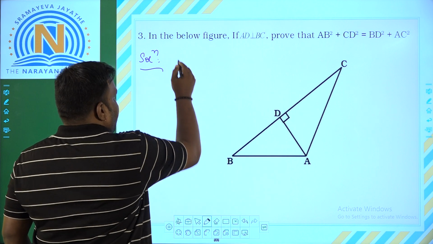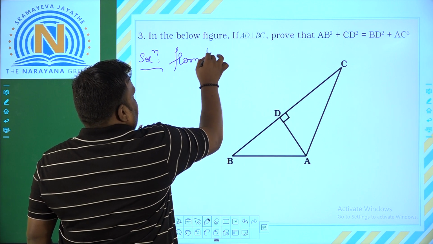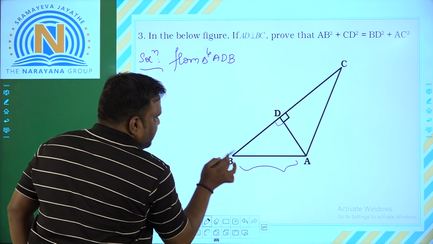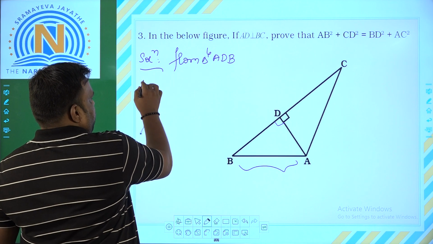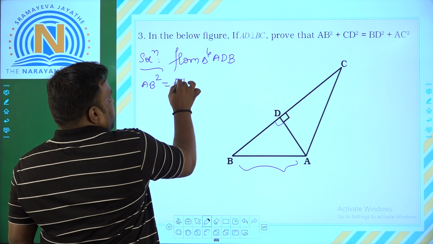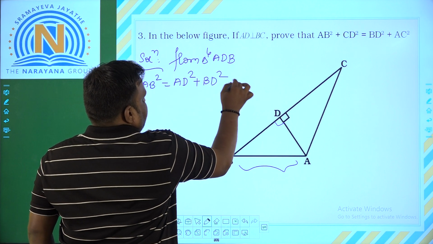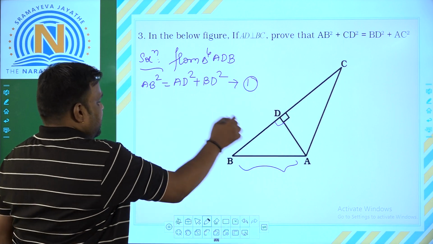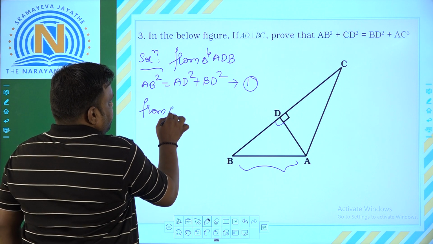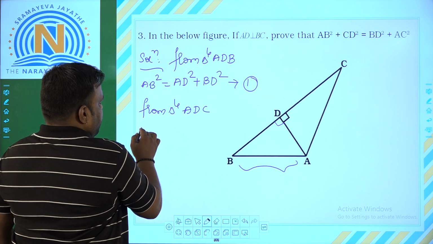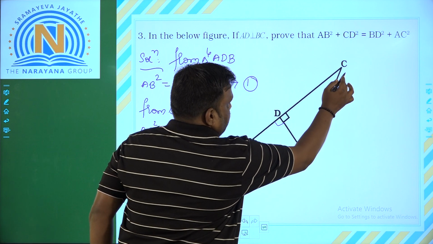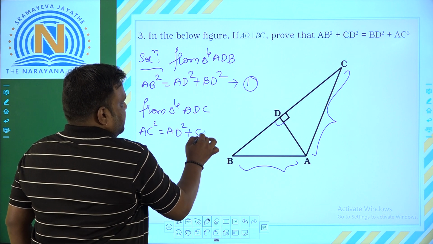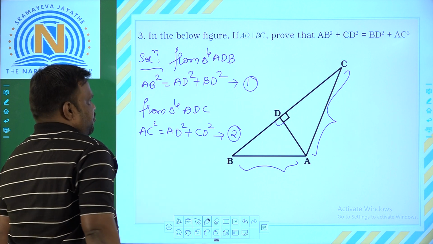So from triangle ADB, since the right angle is at D, obviously AB becomes the hypotenuse. So therefore according to Pythagoras theorem, what can I write? AB square is equal to AD square plus BD square. Let us name this as first equation. And if you look at the second triangle, that is from triangle ADC, AC square, see this is right angle means obviously this becomes the hypotenuse. So AC square is equal to AD square plus CD square. Let us name this as second equation.